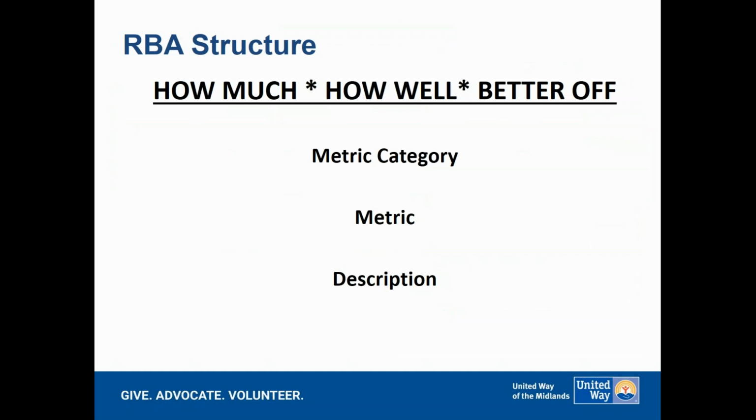So again, the structure is sort of how much, how well, better off. When you're reporting the data back into us, you'll have to pick a metric category, a metric, and a description. I'll show you a little bit about kind of conceptually what that looks like. And then when we get to the end of this, Heather's going to do a quick demo within e-CImpact so you can see what it looks like actually within the tool.